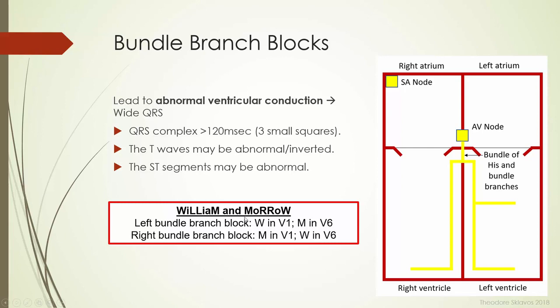On the other hand, if you've got an M shape in V1 and a W shape in V6, 2 R's in the middle of the word Morrow, so this is a right bundle branch block. You might find that helpful, or maybe not.